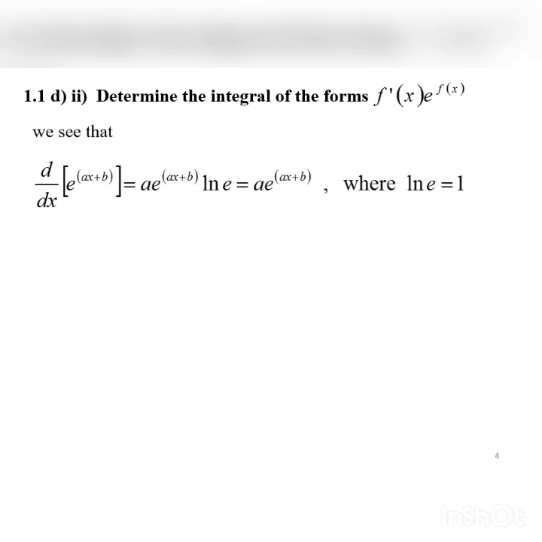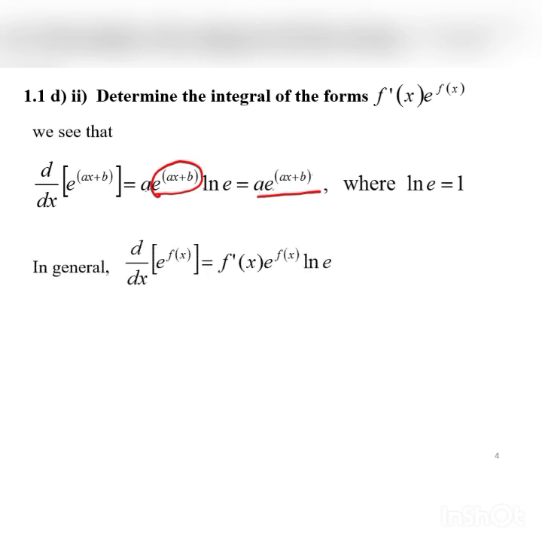Now let us see the next formula or rule, for integrals of the form f prime x times e to the power of f(x) dx. We see that if we differentiate e to the power of ax plus b, we get e to the power of ax plus b times a times ln e, and because ln e is 1, the answer is a e to the power of ax plus b.